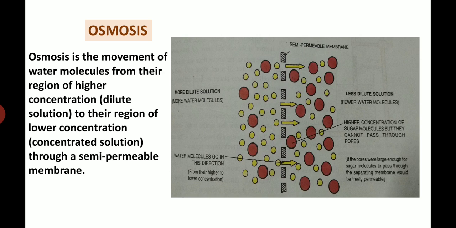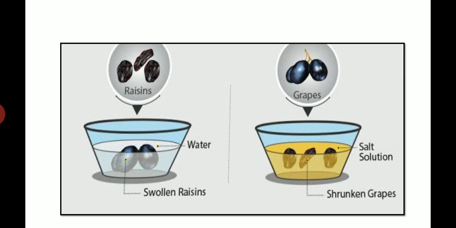A semi-permeable membrane is a membrane which allows the passage of molecules selectively. It allows only the solvent to pass through it freely. Like the water molecules, it will allow them to pass through freely, but it will prevent the movement of the solute particles, like sugar molecules and salt molecules in the solution. It will not allow them. It will only allow the water molecules to pass through it.